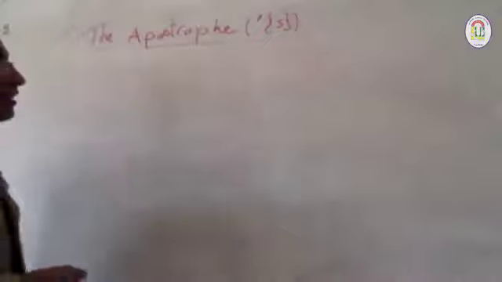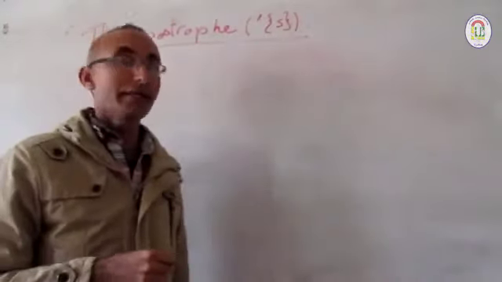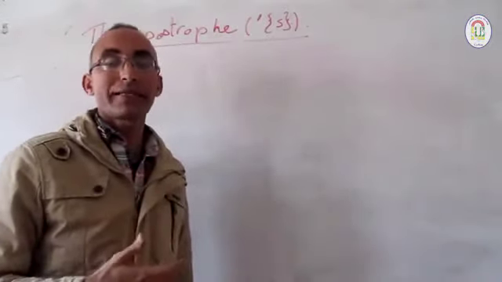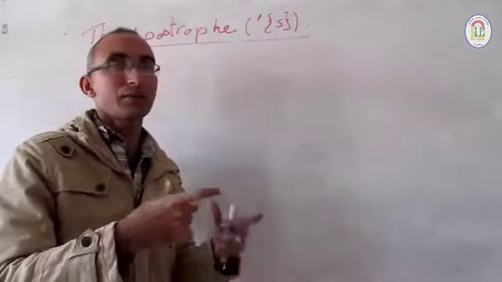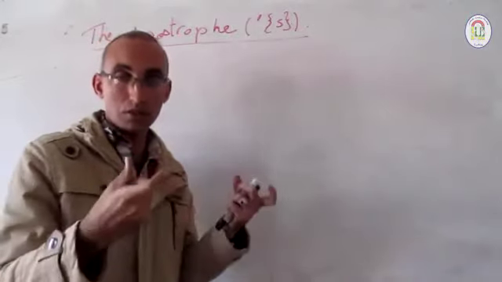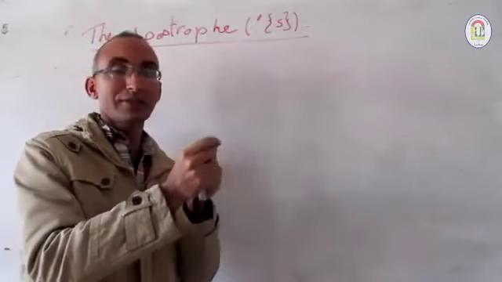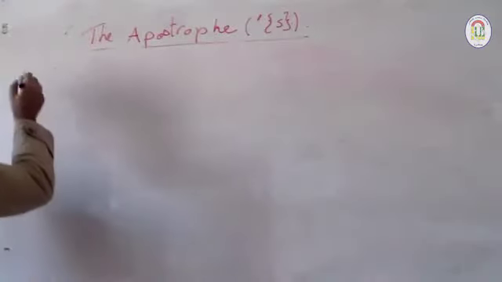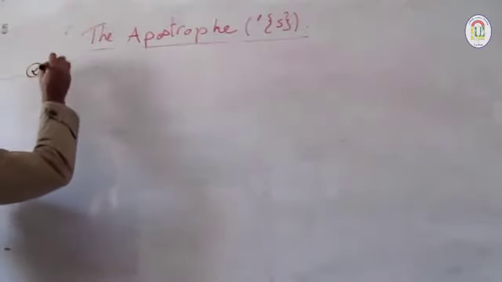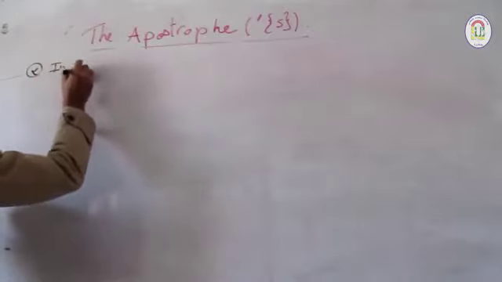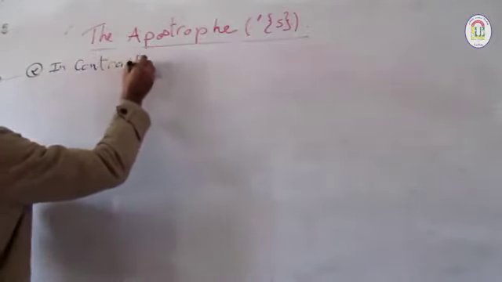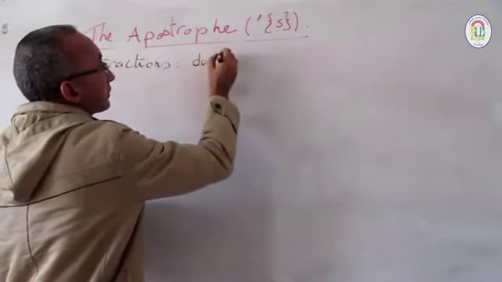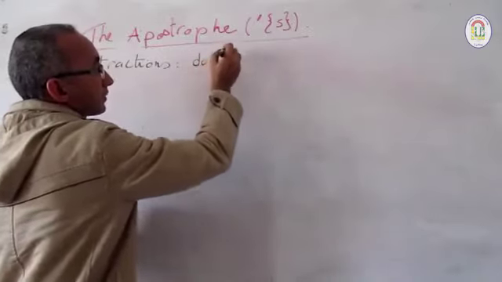Now, the second use of the apostrophe is also very widely used in what we call contractions. In fact, contractions are contracted or shortened words in which we remove a certain letter and replace it with the apostrophe. So we write here, second use: in contractions. Example, like don't, it means do not, right?